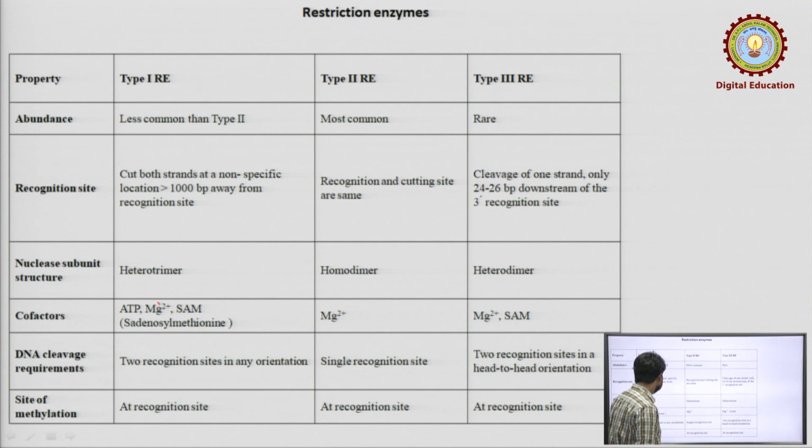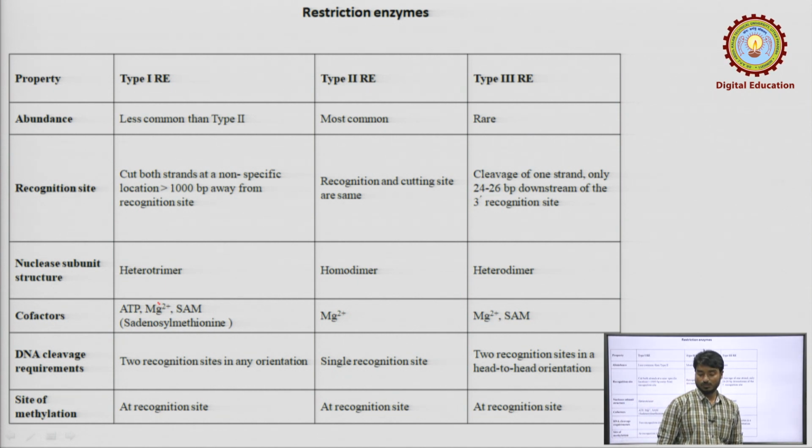And in DNA cleavage, what is the requirement for cutting the site? To recognize a site in any orientation, in this case only a single restriction site is required, and next, to recognize a site in head to head orientation. Next is the site of methylation at the recognition site. In this case also the recognition site, and in the last also recognition sites.